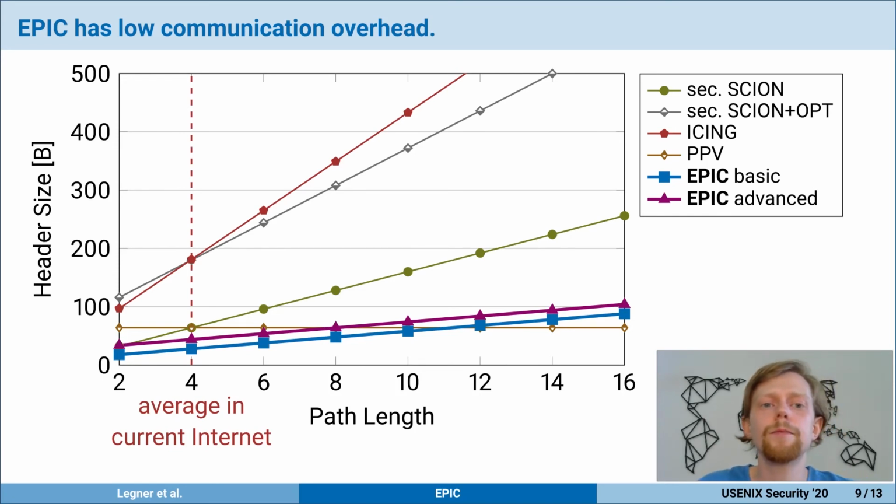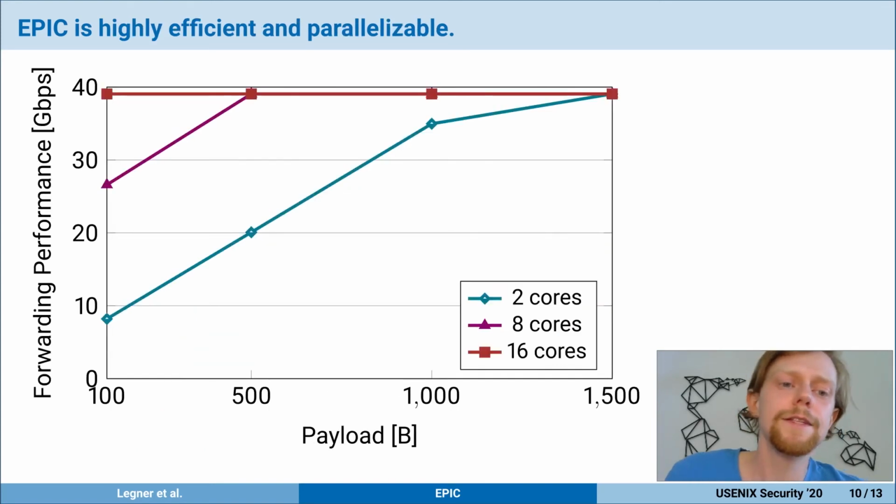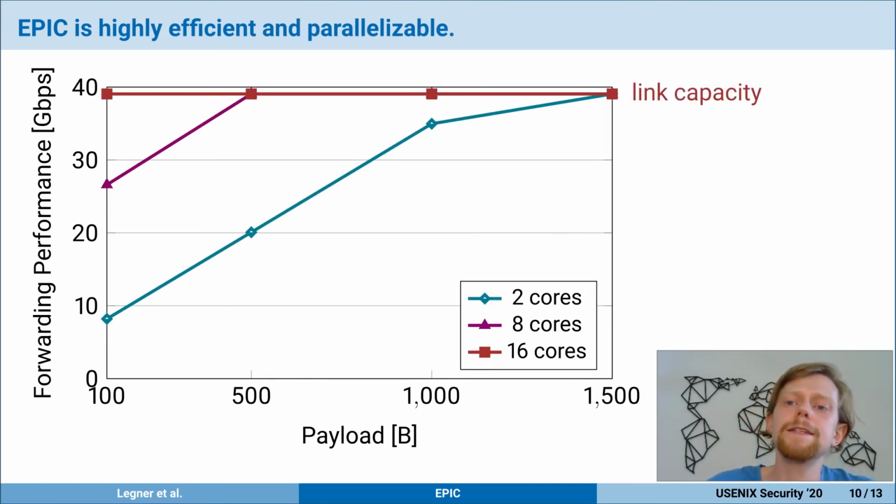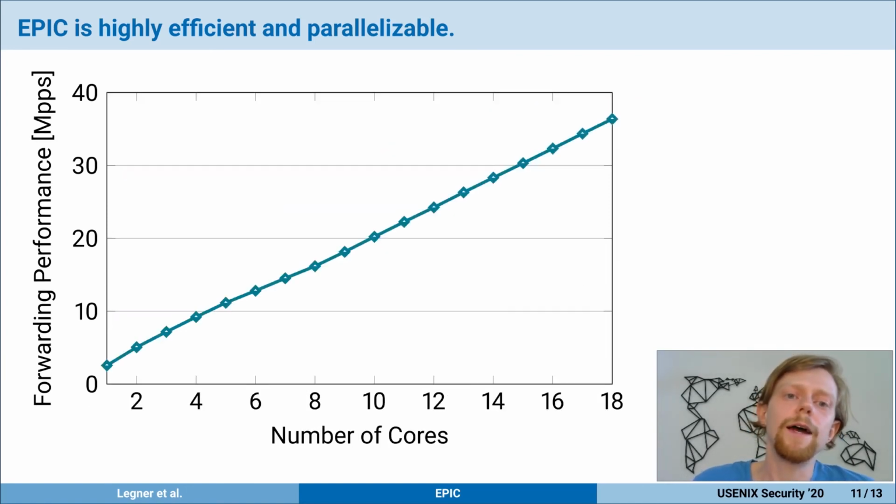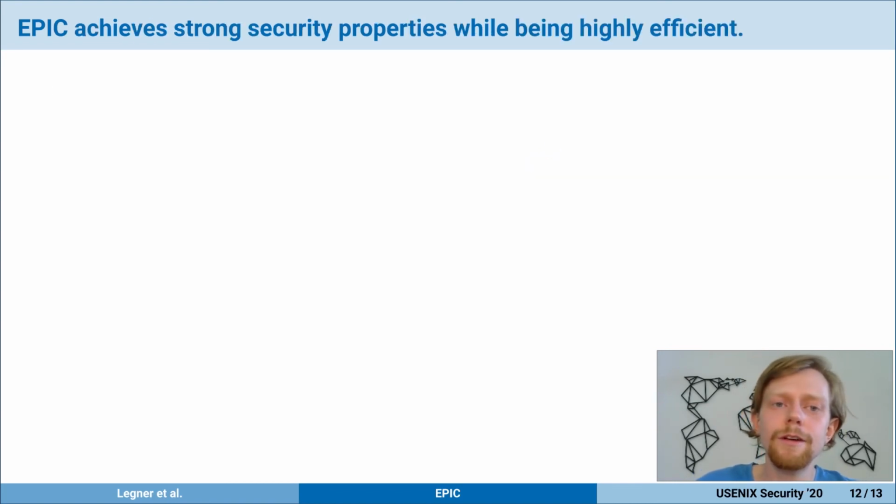We also created a proof of concept implementation of EPIC in Intel's Data Plane Development Kit and evaluated its performance. This graph here shows the forwarding performance of an EPIC router in gigabits per second, and we can see that even on commodity hardware with a low number of computing cores, a 40 gigabit link can be easily saturated. Also, EPIC is parallelizable, so the throughput can be scaled up almost arbitrarily by simply adding more computing cores or additional hardware. This brings me to my conclusion.